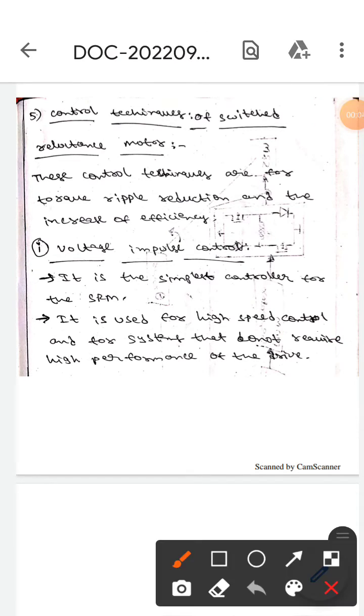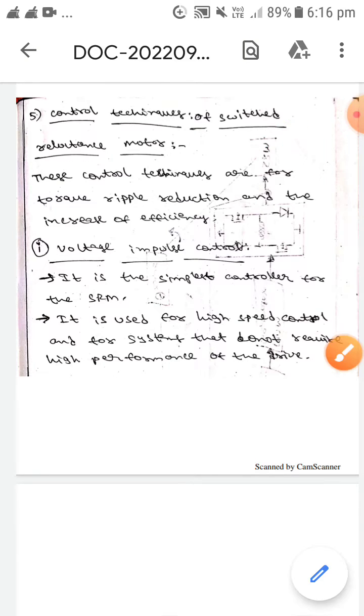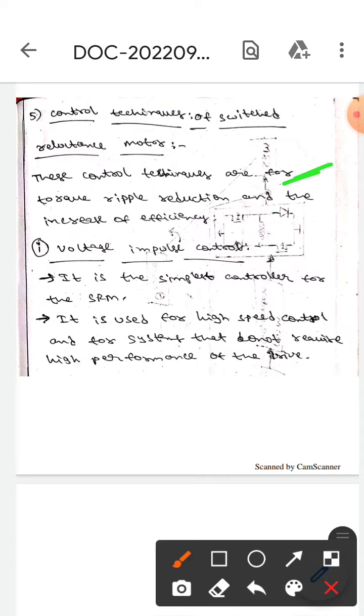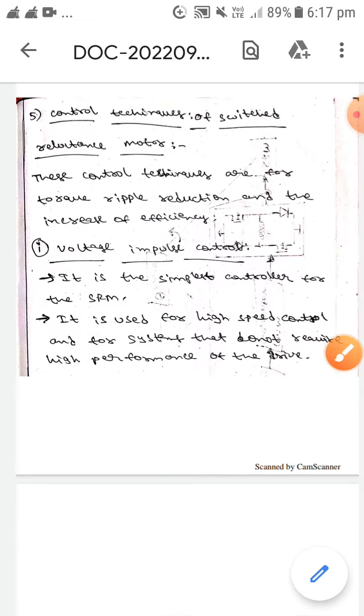Today we are here to discuss control techniques of synchronous reluctance motor. So let's get into the topic. Here these control techniques are used for torque ripple reduction and also to increase the efficiency of synchronous reluctance motor.